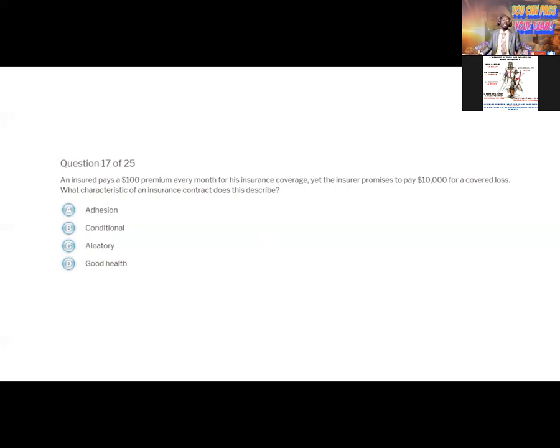Now they give you a scenario. Somebody pays $100 for $10,000. The question is to ask, does $100 equal $10,000? Why would you pay that little money for this big chunk of money? So that's when they're not equal. So now the keyword is, if $100 doesn't equal $10,000, what type of contract is this?